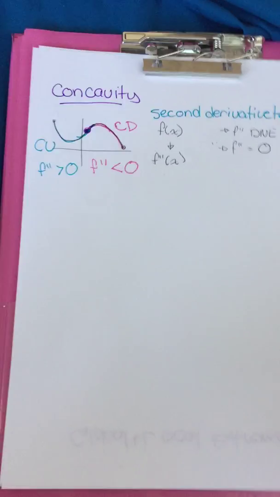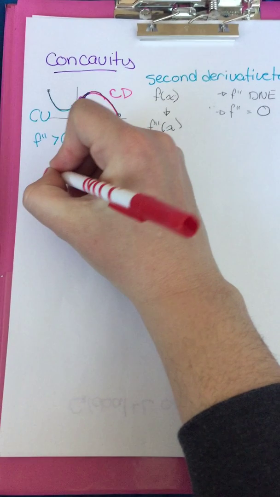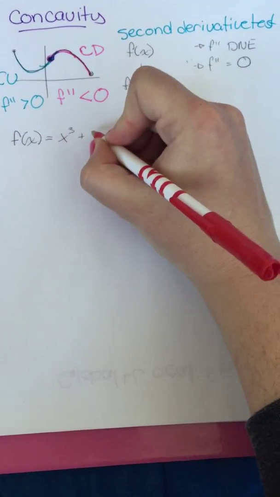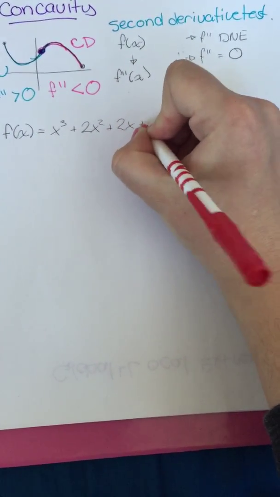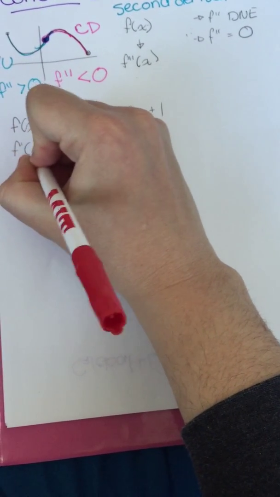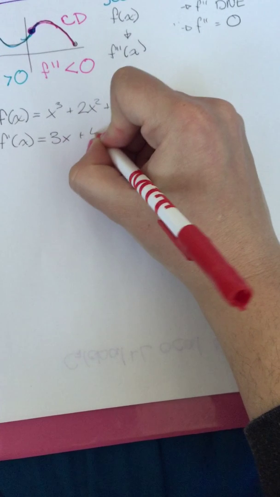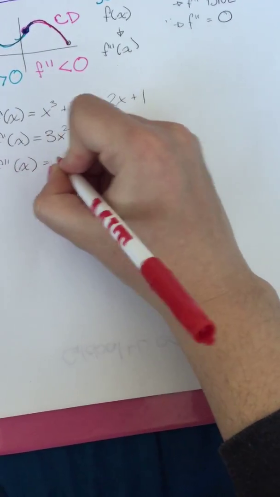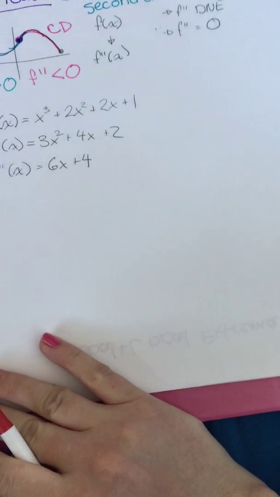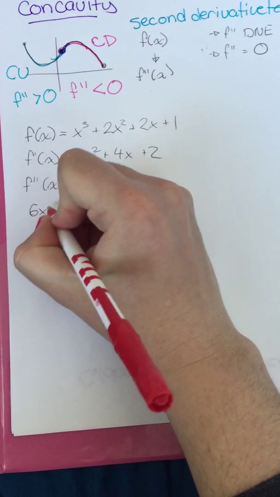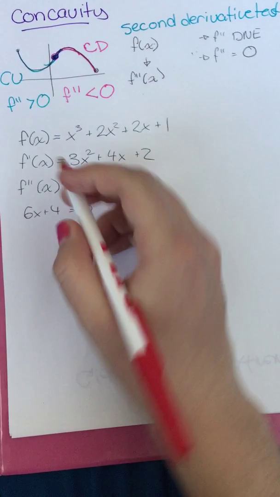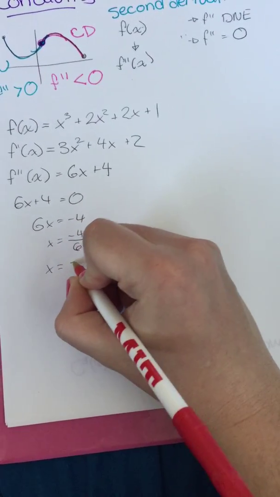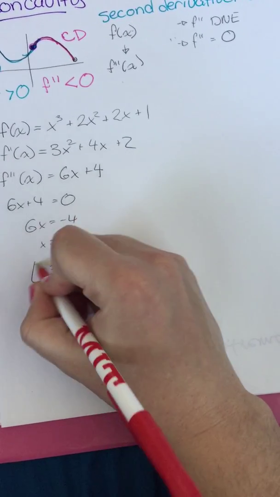So, how do we do this? It's really pretty simple. We just take our function. Say I have f of x is equal to x cubed plus 2x squared plus 2x plus 1. I'm going to find my first derivative, and that's going to give me 3x squared plus 4x plus 2, and I'm going to take my second derivative, which is going to give me 6x plus 4. I set 6x plus 4 equal to 0, and I get 6x is equal to negative 4, x is equal to negative 4 divided by 6. So we have x is equal to negative 2 over 3. This is our critical point.